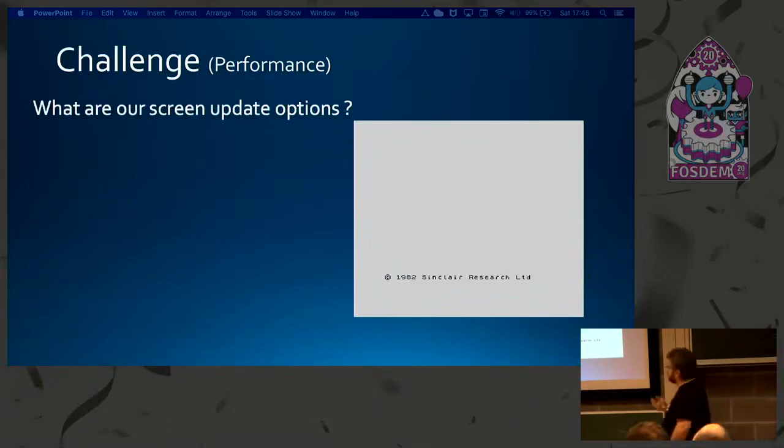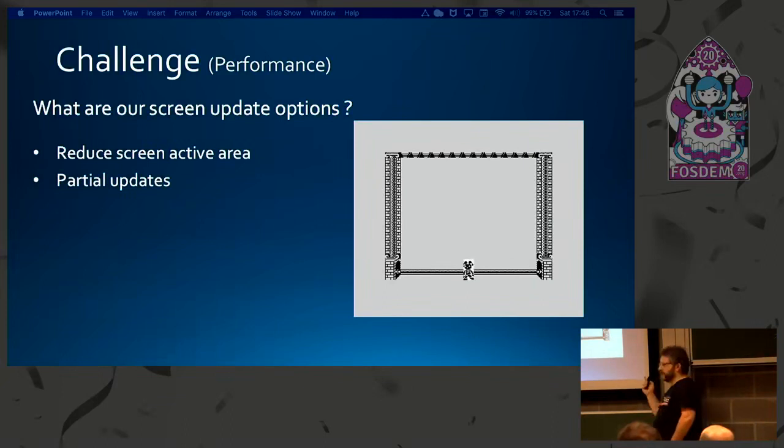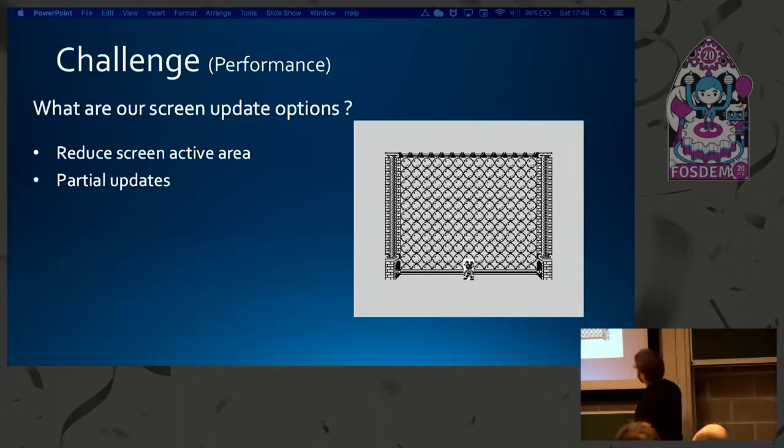Okay, so what are our screen update options? What can we do? Ideas? We can do like project management. We start cutting, right? Reduce screen active area. Okay, so if we just draw part of the screen, you are faking it, right? You use less CPU. You can do partial updates. Just update a small section of it. Okay, so less CPU.